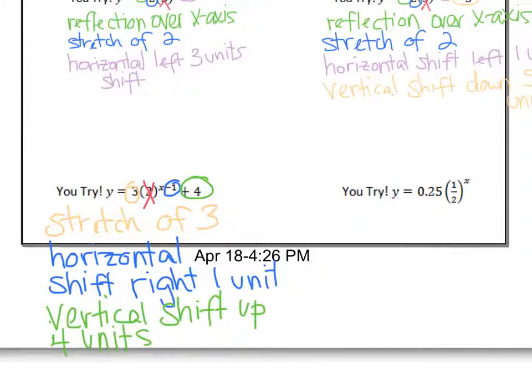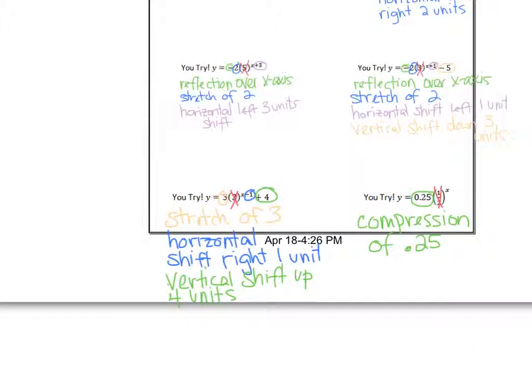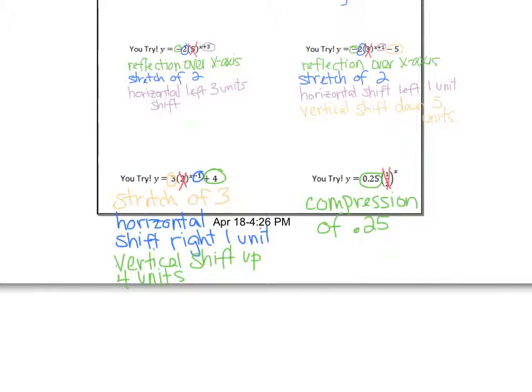Last one. The number you should not have worried about is the 1/2. There's only one other number in this problem, and that's the 0.25. That's being multiplied, so that means stretch or compress. 0.25 is between 0 and 1, so that means a compression of 0.25. And there's the last answer to your review try.